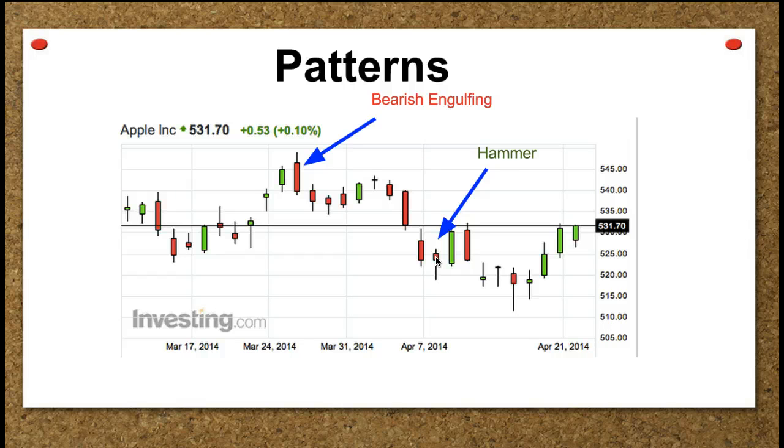Well, hopefully you said hammer, because we have an open price and a closed price that's lower, but it's small. We have a small body, followed by a bigger green body where the open price is lower than our closing price. This is called the hammer.